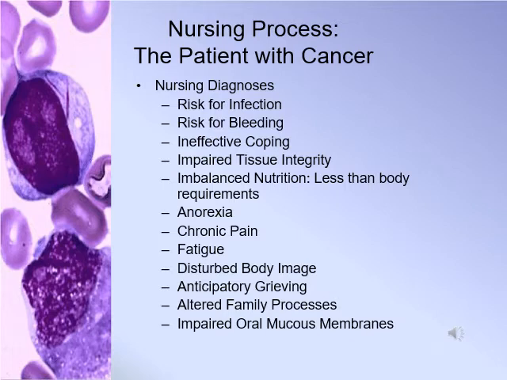Of course, there's imbalanced nutrition, less than body requirements, that certainly could be a problem. There could be chronic pain, and then impaired oral mucous membranes, depending on what type of chemo, of course, and if radiation anywhere to the head and neck. Again, some of it is really dependent on that individual. And then all of the psychosocial stuff, the anticipatory grieving, the altered family processes, etc.